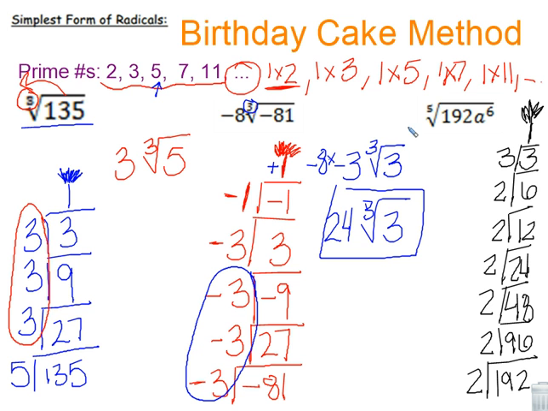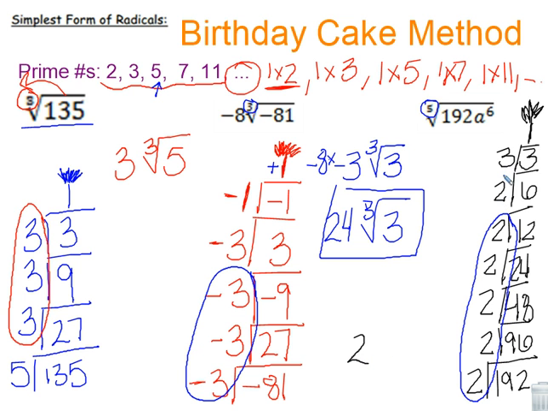All right. So this time my root is 5. I want to make a group of 5 identical numbers. 1, 2, 3, 4, 5. Here are 5 identical numbers. So I'm able to pull a 2 out of this radical. So I'm going to put that out front.